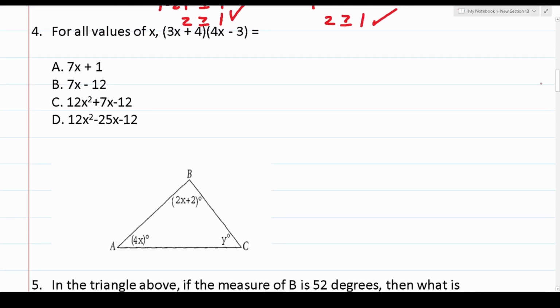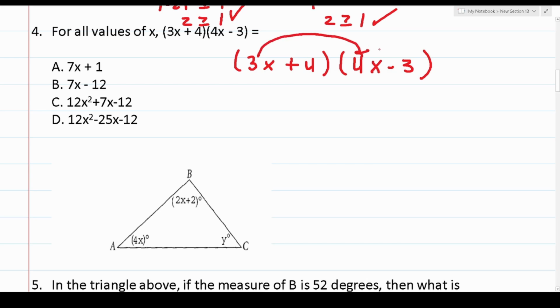All right, so let's move on to number 4. It says for all values of x, (3x + 4)(4x - 3) equals. So to solve this one, we're just going to take 3x plus 4 as well as 4x minus 3, and we're going to expand this using the FOIL method. FOIL stands for first, outside, inside, last. So you take the first term in this parentheses and the first one in this parentheses, and you multiply them together. So we're going to do 3x times 4x, which is going to be 12x squared.